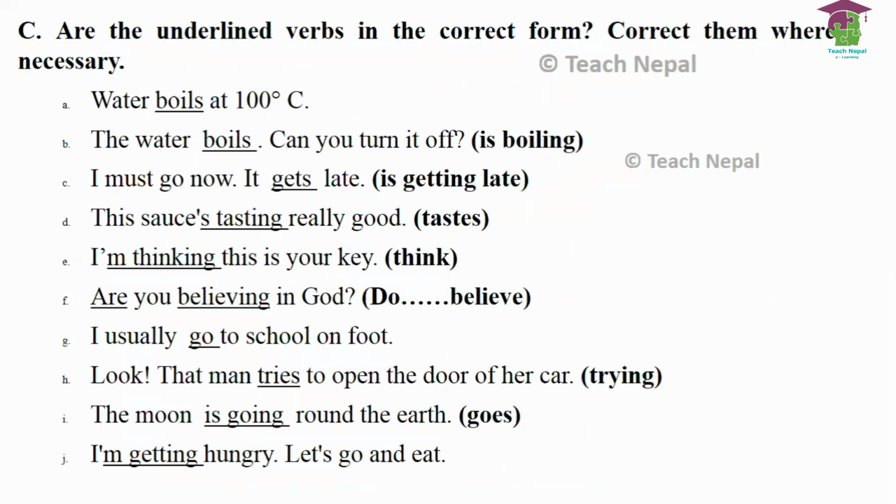Then number C, are the underlined verbs in correct form? Correct them where necessary. For example, number 1, water boils at 100 degrees centigrade. It's correct. Number B, the water boils. It means water is boiling, right? Number C, I must go now.